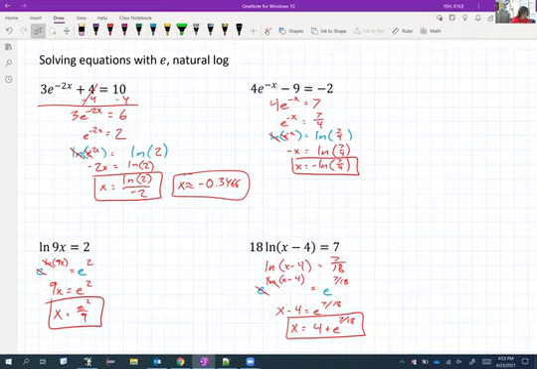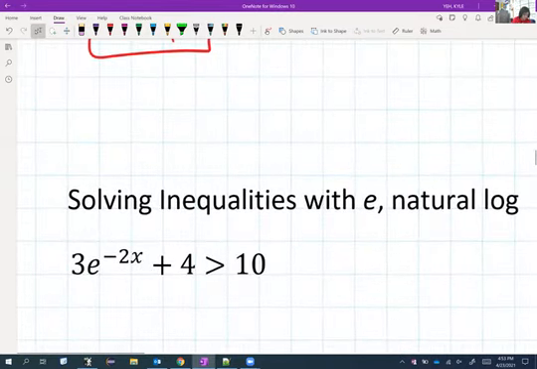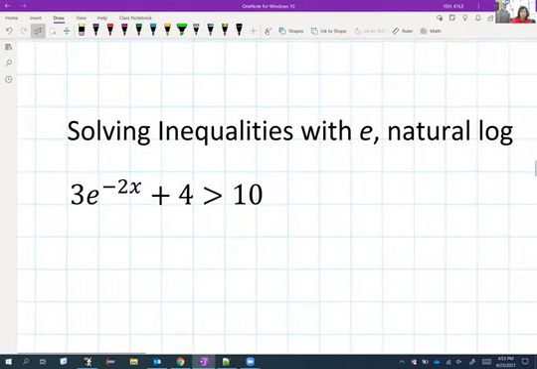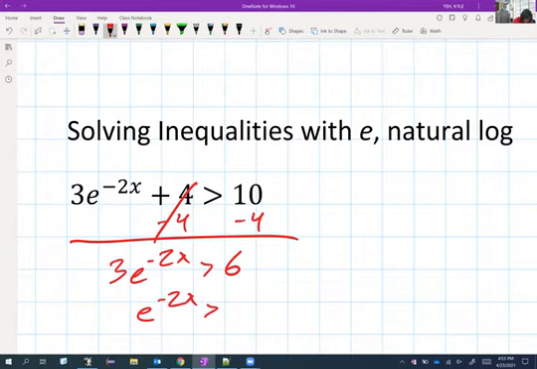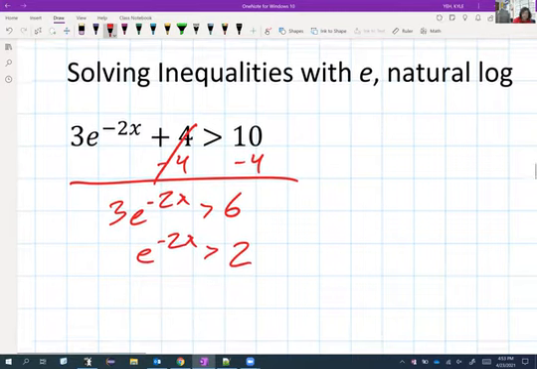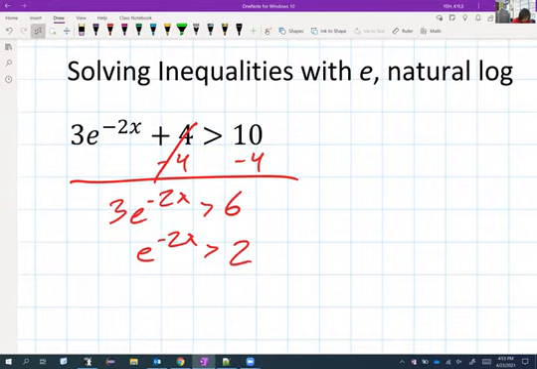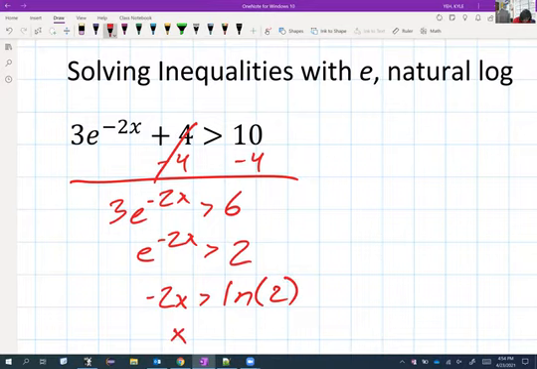This doesn't only work with equations, as you probably guessed. What about inequalities? You might recognize this. This looks pretty familiar to an equation we worked above, but I'm going to subtract 4 on both sides. 3e to the negative 2x is greater than 6. Divide by 3. e to the negative 2x is greater than 2. I'm going to take the natural log of both sides and say that negative 2x is greater than ln of 2. Divide by negative 2 and x.